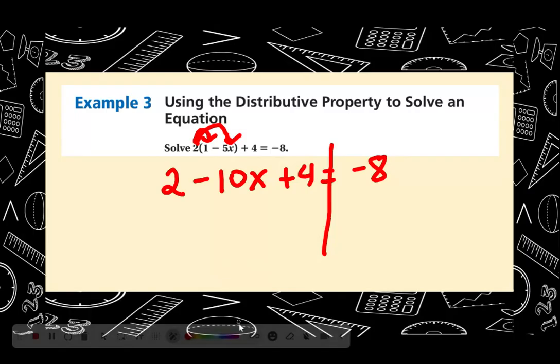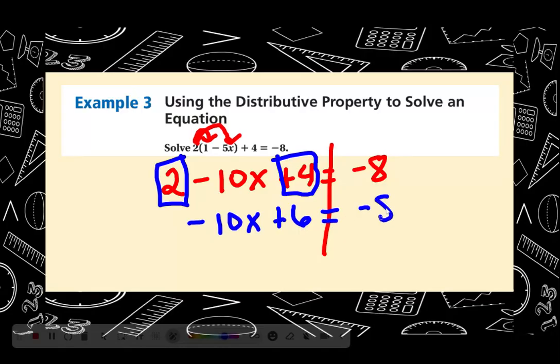Do we have like terms that we can combine? I see my constants. I see 2 plus 4. So I'm just going to bring down the negative 10x. 2 plus 4 is 6 equals negative 8. I want to get the variable by itself. So now I have a two-step equation. Opposite of plus 6 is minus 6.